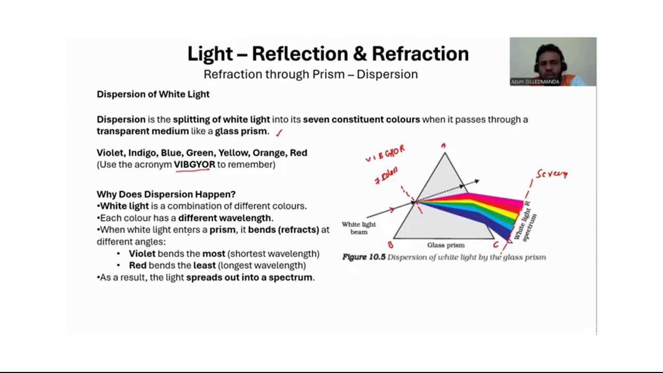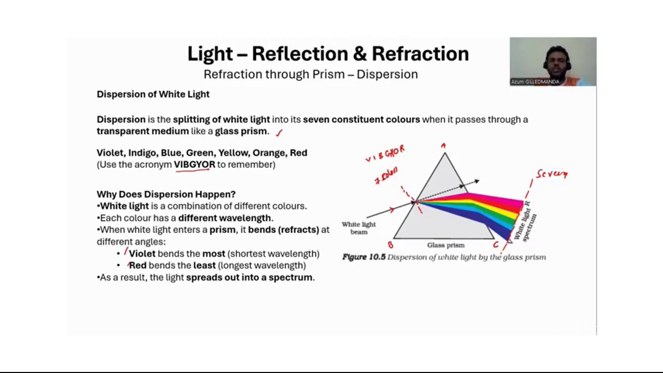When white light enters a prism, it bends at different angles. Violet bends most because it has a shorter wavelength, and red bends least because it has the longest wavelength. Okay, this you remember, guys. As a result, the light spreads out into a spectrum. So what is the spectrum? The white light dispersed into those 7 colors, right? That band of colors captured on the screen is called the spectrum.